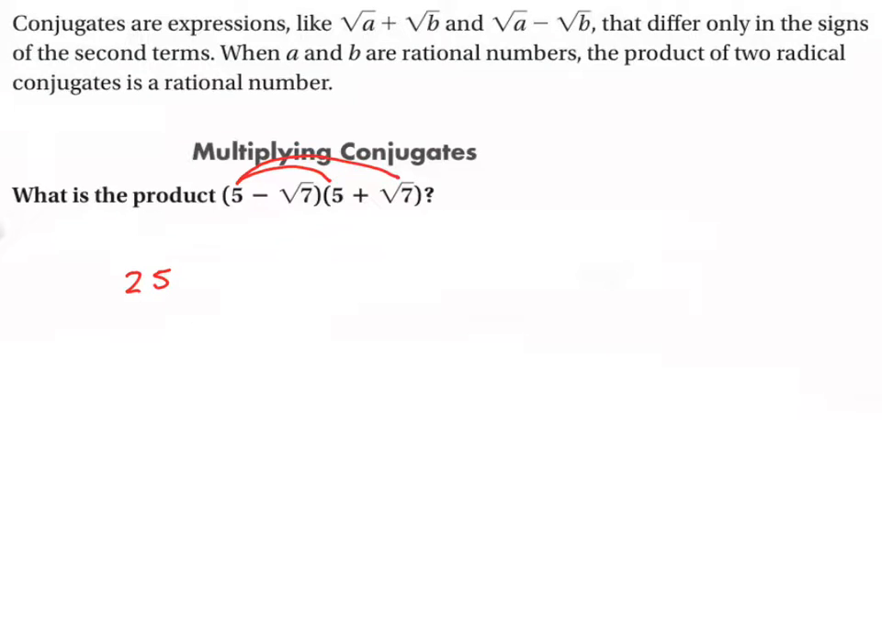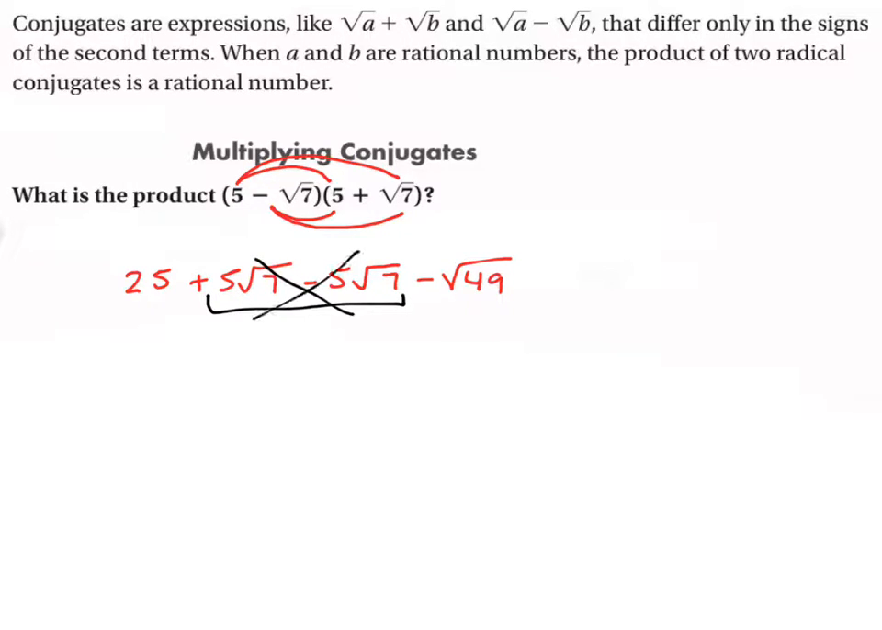5 times square root of 7, that becomes 5 square root of 7. Negative square root of 7 times 5 becomes negative 5 square root of 7. And then negative square root of 7 times square root of 7 becomes negative square root of 49. And in this case, we should notice that because we're multiplying conjugates, these are going to cancel out. And then the square root of 49 is just 7. So we've got 25 minus 7, and we're going to get 18 as our answer.